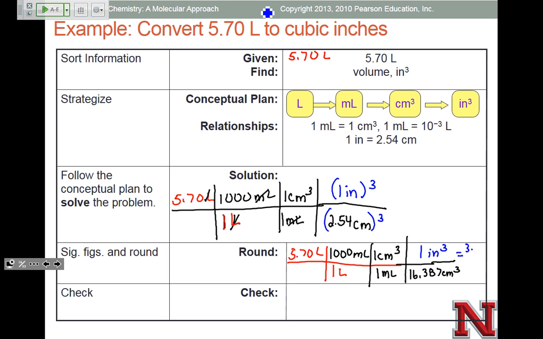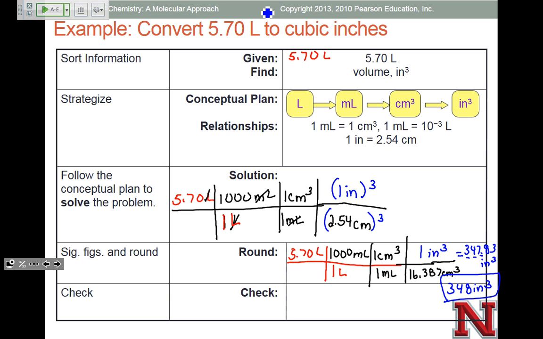We get 347.83 inches cubed. Of course, I started out with 3 significant figures, and my relationships are all exact numbers, so they're not going to contribute to my significant figures, so my final answer should be in 3 significant figures. And that makes sense based on what we know about how liters and inches are in agreement.